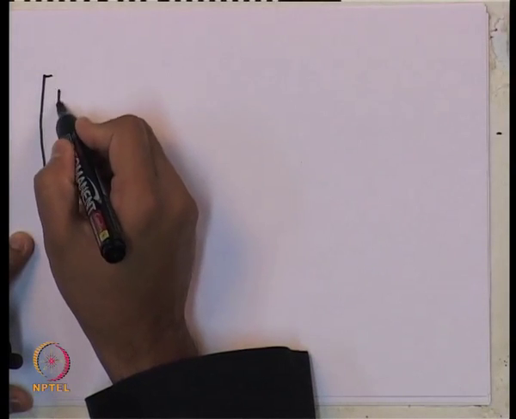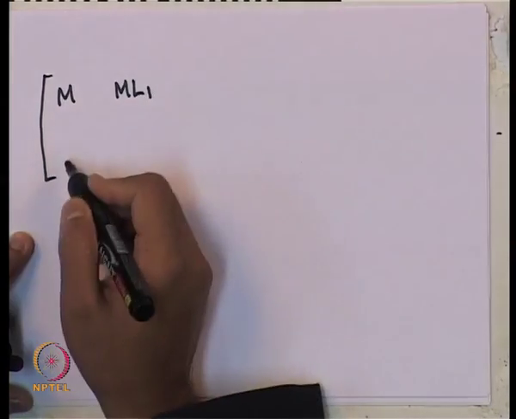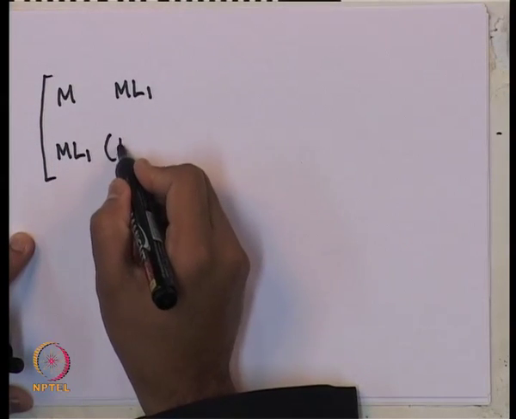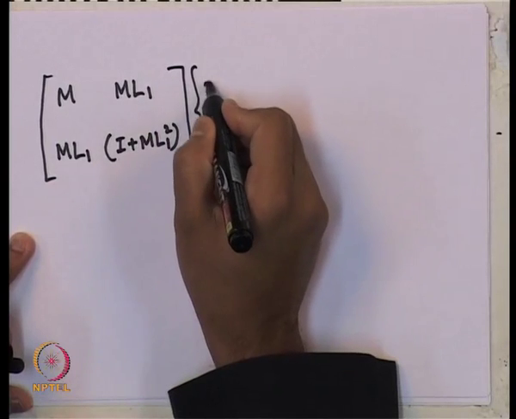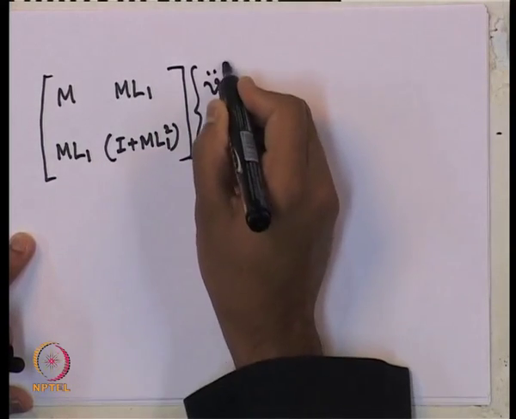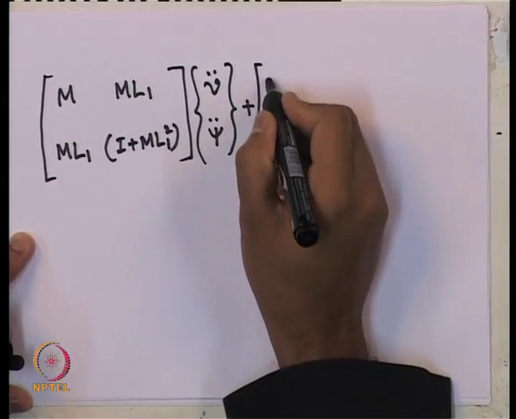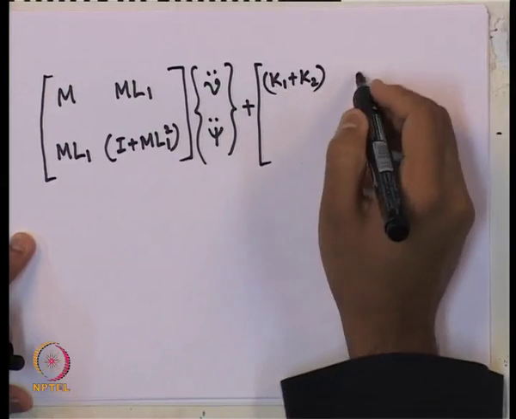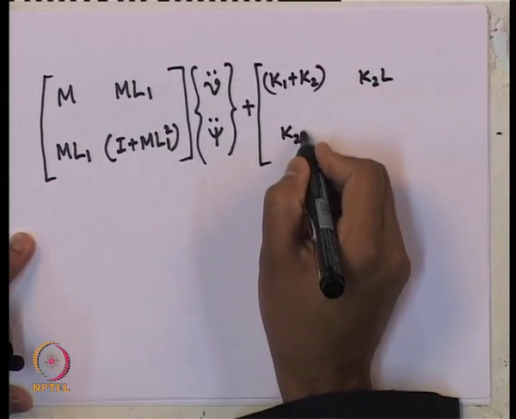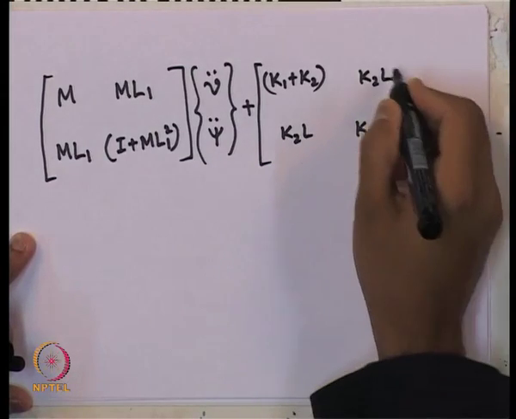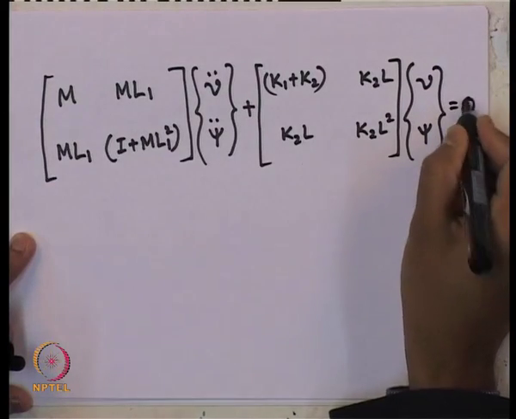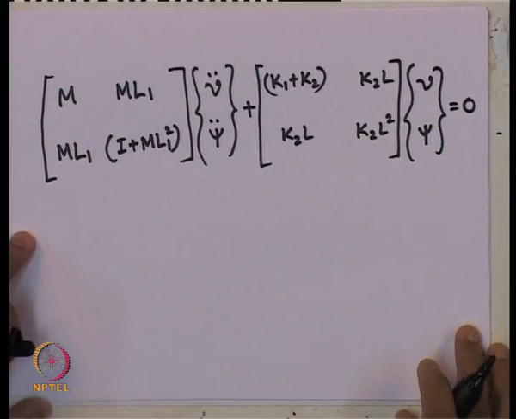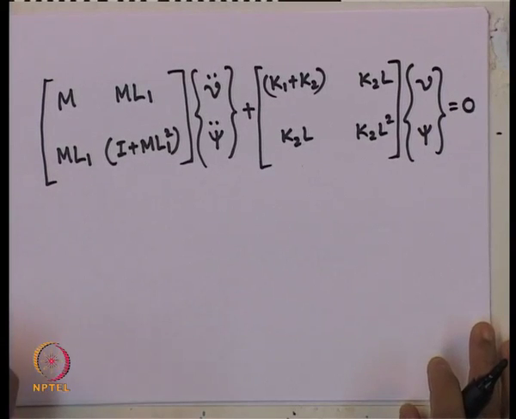If you write the equations in matrix form, it will look like this: the mass matrix [m, m L1; m L1, I plus m L1 square] times [V double dot, psi double dot], plus the stiffness matrix [K1 plus K2, K2 L; K2 L, K2 L square] times [V, psi] equals 0. So, this is the form of the governing equation of motion in matrix form.